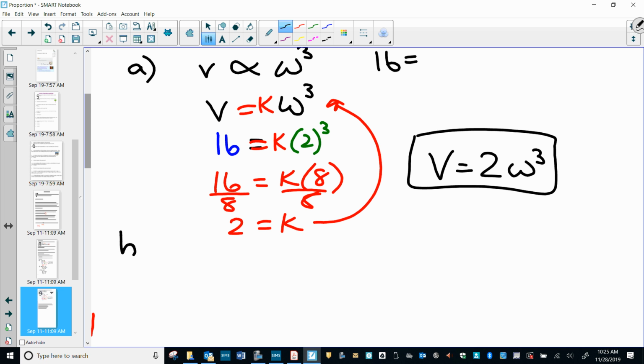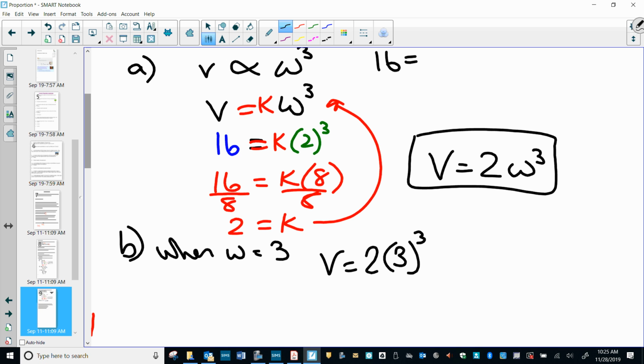They've then asked us to find some information. They've asked us to find V when W is 3. So when W is 3, V is equal to 2 lots of 3 cubed. Remember, always use their maths. So we need to do the 3 cubed and then multiply by 2. Don't do 2 times 3 and then cube it. So 3 cubed is 27. Multiply by 2. 54.